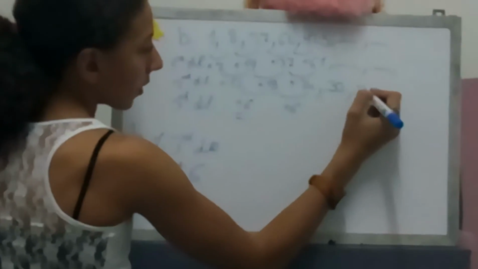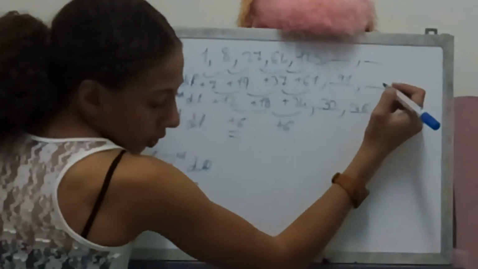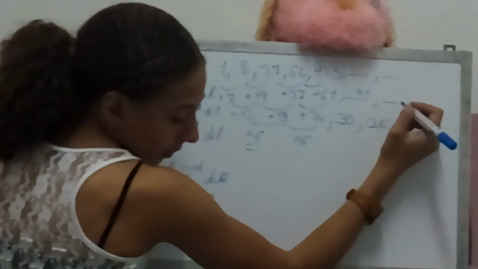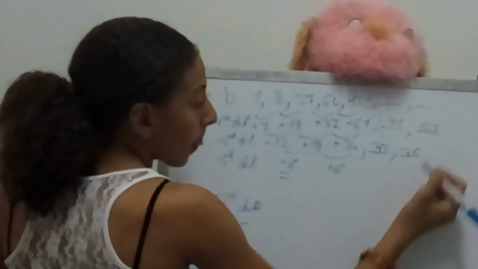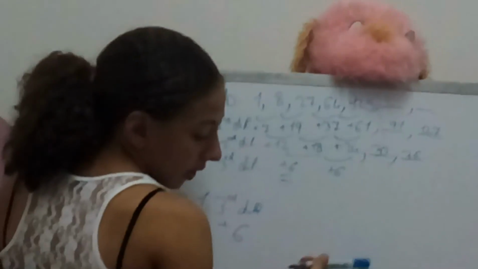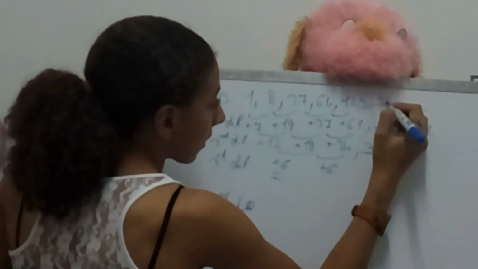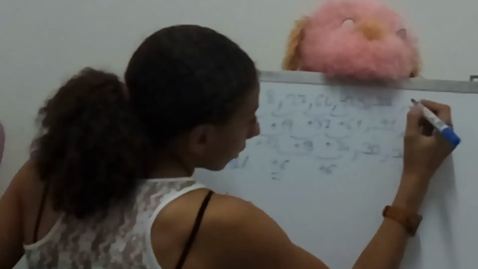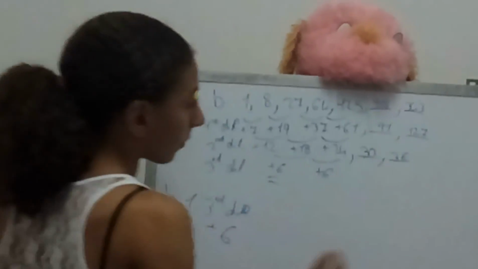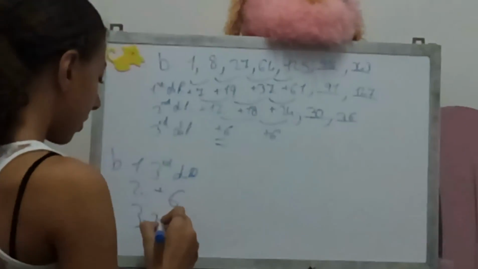30 plus 6 is 36. 61 plus 30 is 91. 91 plus 36 is 127. Okay, 125 plus 91 is 216. 216 plus 127 is 343. So the next 2 digits are 216.